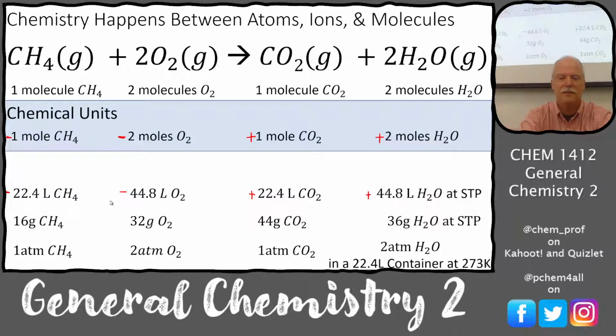Same thing with mass. So we would lose 16 grams of methane. We would lose 32 grams of oxygen. We would gain 44 grams of CO2 and gain 36 grams of water. Something, I think this isn't right.